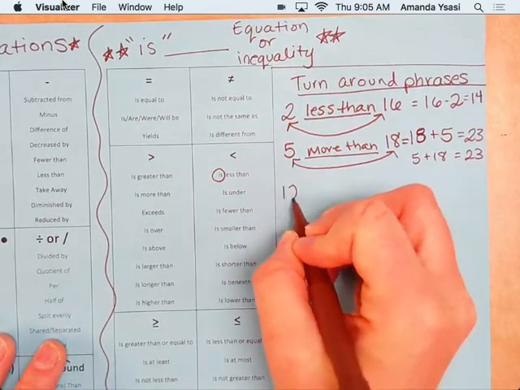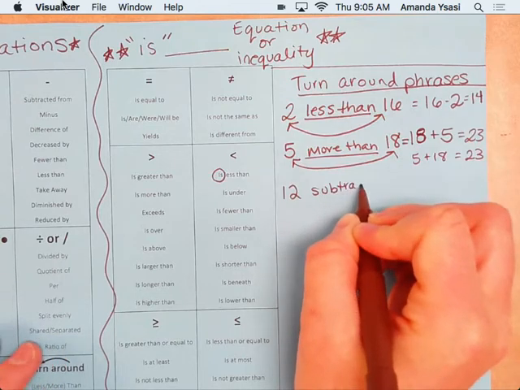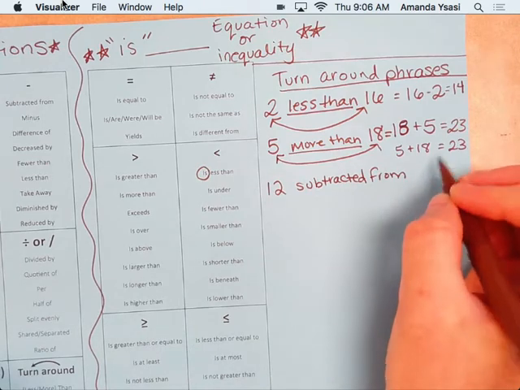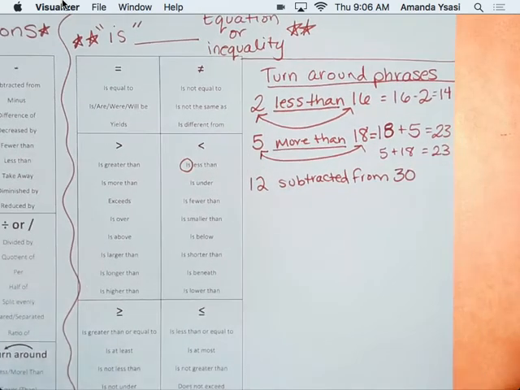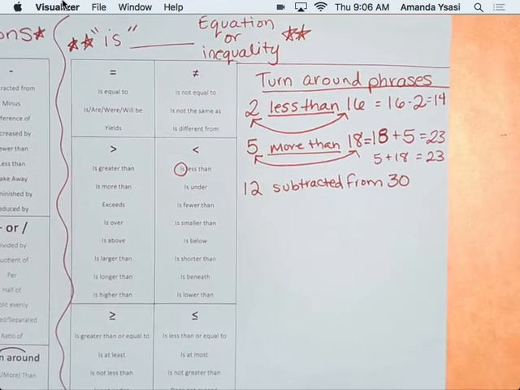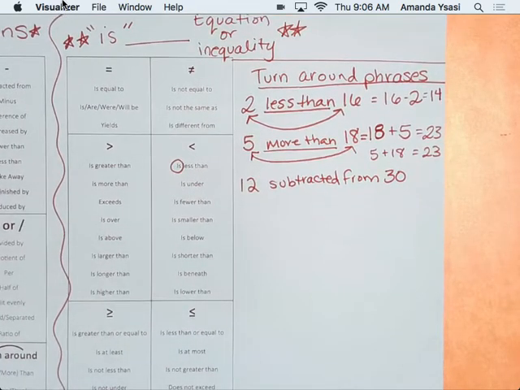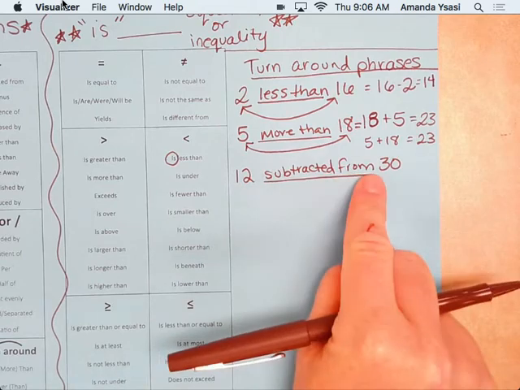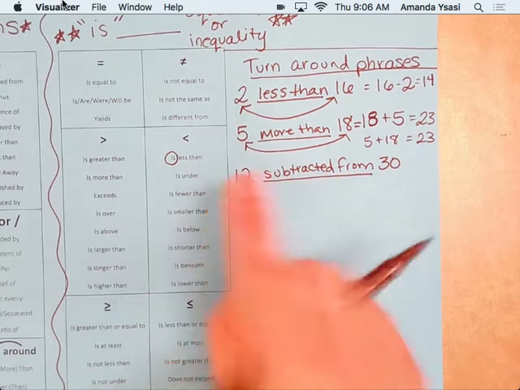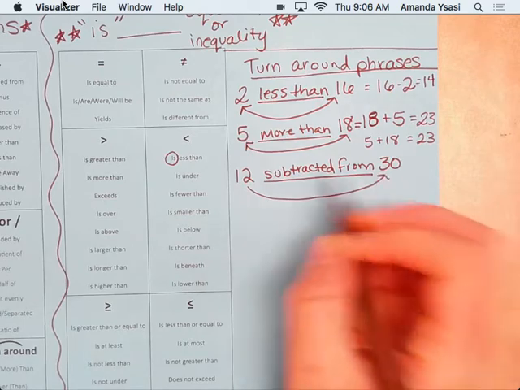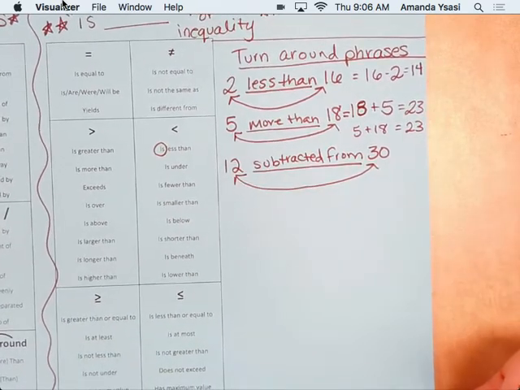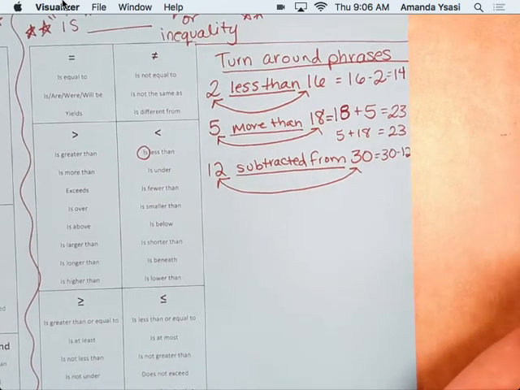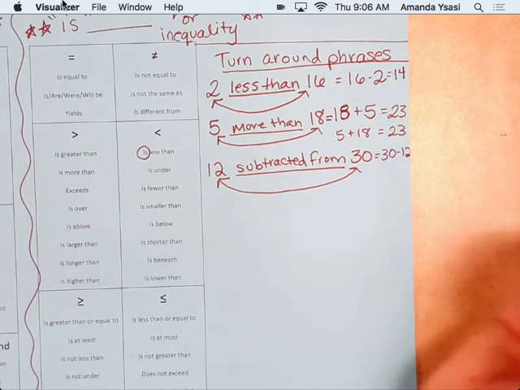Okay, let's do another one. 12 subtracted from 30. So subtracted from, that means you have 30 and you're subtracting 12 from it. So that's another turnaround. 12 subtracted from 30. That means 30 minus 12 equals 18.